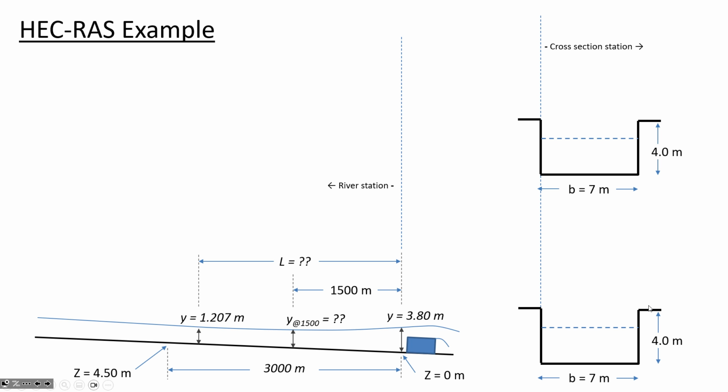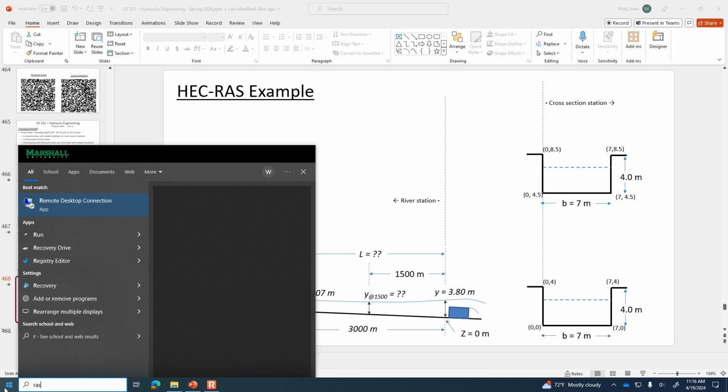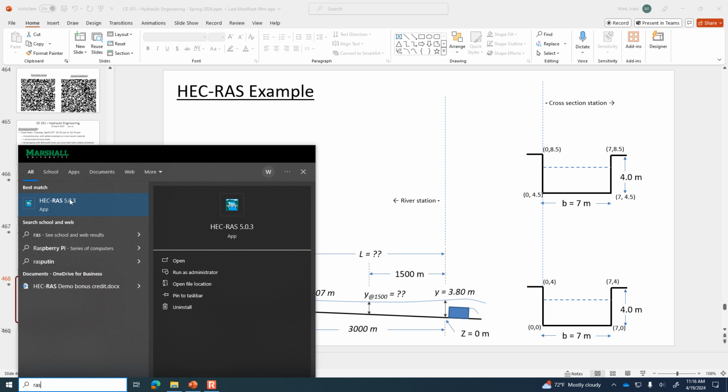Okay. So we've got our coordinates. This is the coordinates just upstream of the weir. These are the coordinates 3,000 meters upstream. And we're going to put it into HEC-RAS. So start HEC-RAS. Hopefully it's installed here. Yeah, it is. All right.